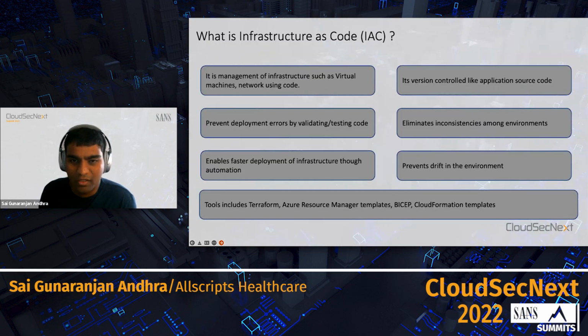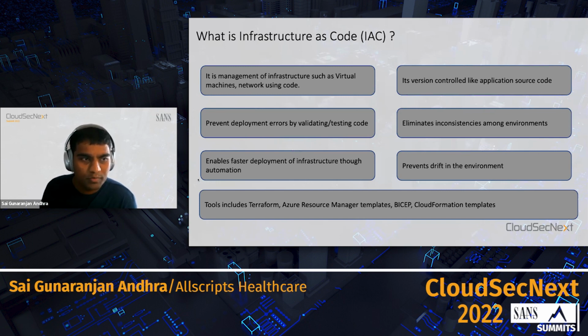So what exactly is IAC, or infrastructure as code? It's the management of infrastructure resources such as virtual machines, networks, storage accounts, and other IaaS or PaaS services using code. There are some significant benefits of deploying infrastructure using code, especially if you're working with large-scale deployments. We'll go through some of these benefits in this session.